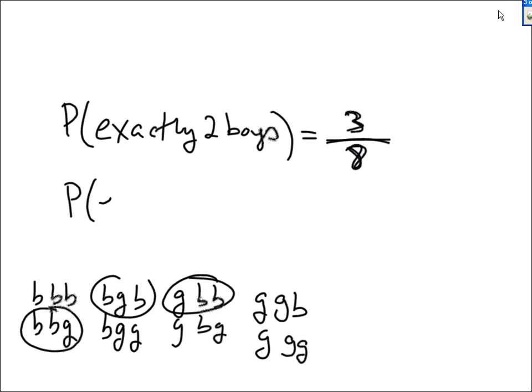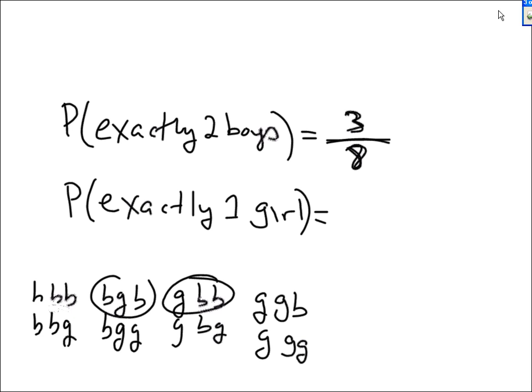Now, if somebody asks you, what's the probability that you have exactly 1 girl? You don't have to go back here. You don't have to say, oh, let me write down this chart again. I'll just erase it. Let me write this down again. There it is. And now I want exactly 1 girl. Well, this has exactly 1 girl. This has exactly 1 girl. And here's exactly 1 girl. Oh, it's 3 out of 8 again.